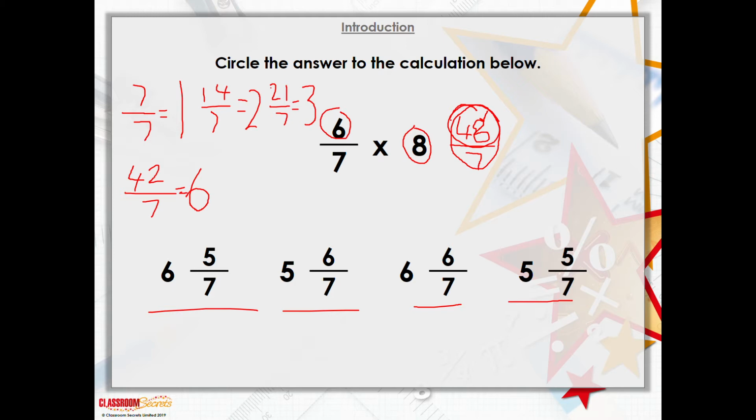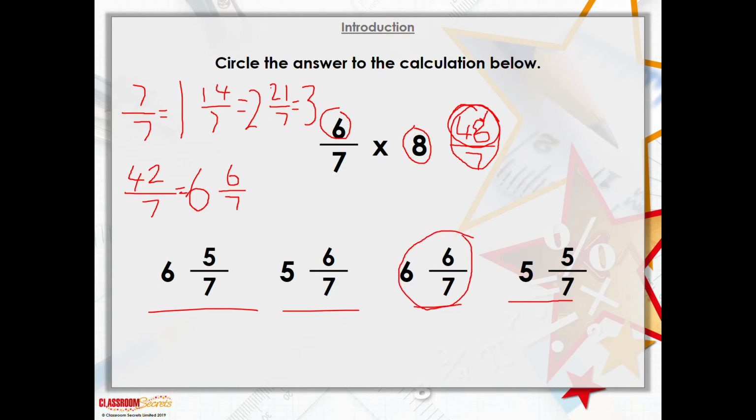So what I do is I find the difference between 48 and 42, and the best way to do that is just add up from 42 to 48. So I go 43, 44, 45, 46, 47, 48, and that is 6. And then make sure you place your denominator at the bottom. It's 6 and 6 sevenths, and if we look at our answers, it's our third one here.